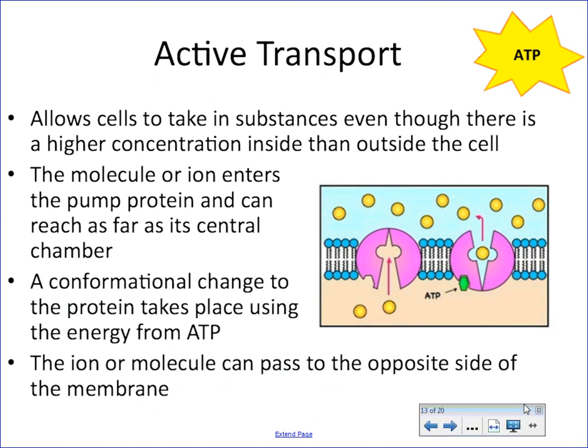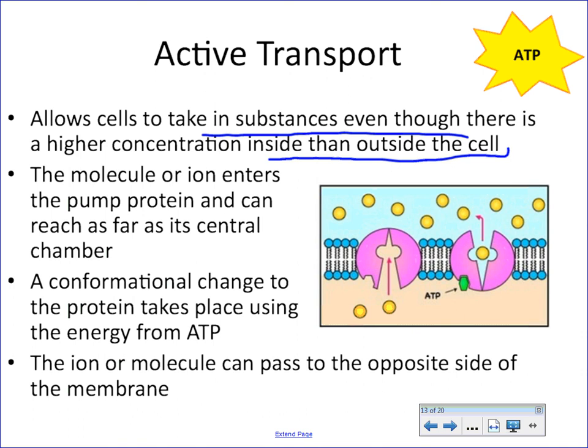In the last form of cell transport, there is the process of active transport. So active transport will allow cells to take in substances even though there is a higher concentration inside than outside the cell. So active transport is a process in which substances move against their concentration gradients.